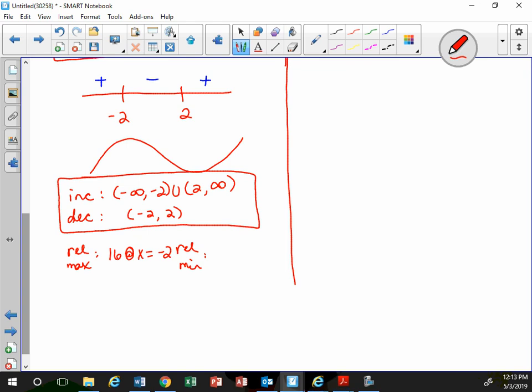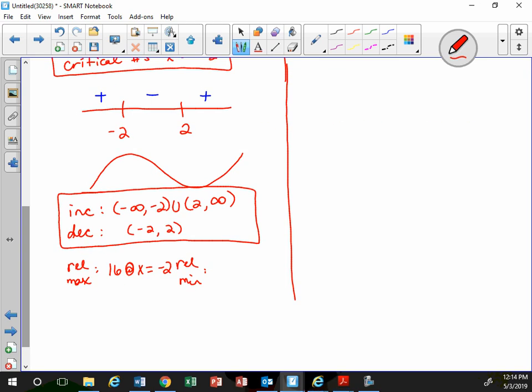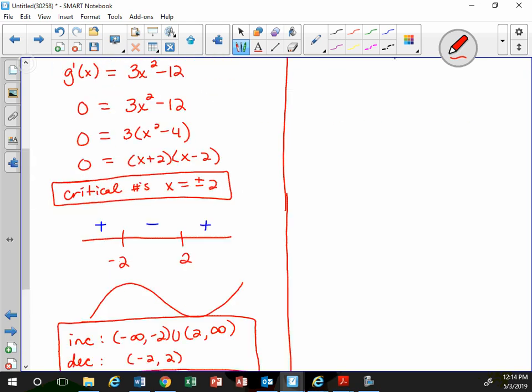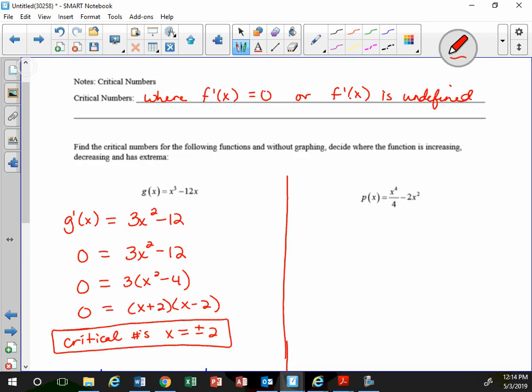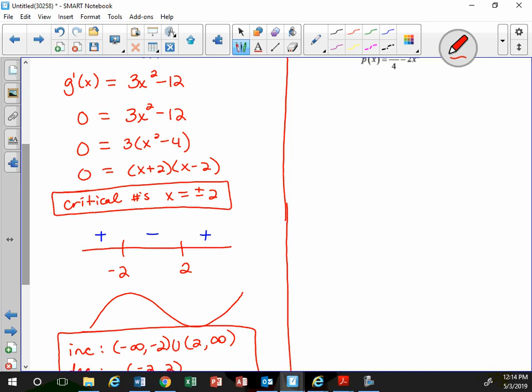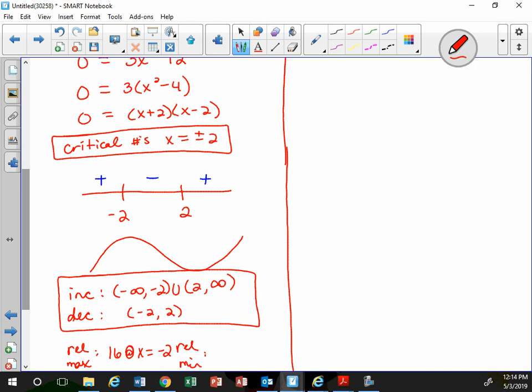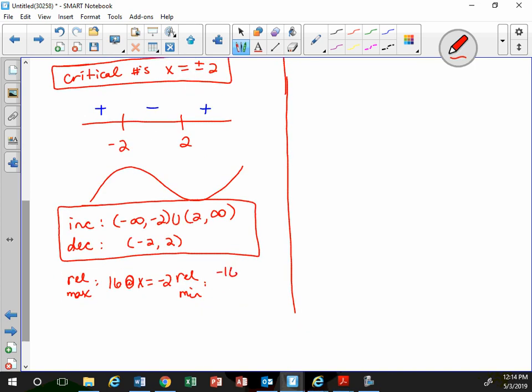And then, do you guys see how 2 is where the relative minimum is going to occur? -16. How do you know it was 16? So, we know the x value where it's happening, right? So when x is -2, I know I have a maximum, so plug -2 in here. You see what you get. Yep. And then +2 gave us -16, is that right? Okay. So -16 at x equals 2.